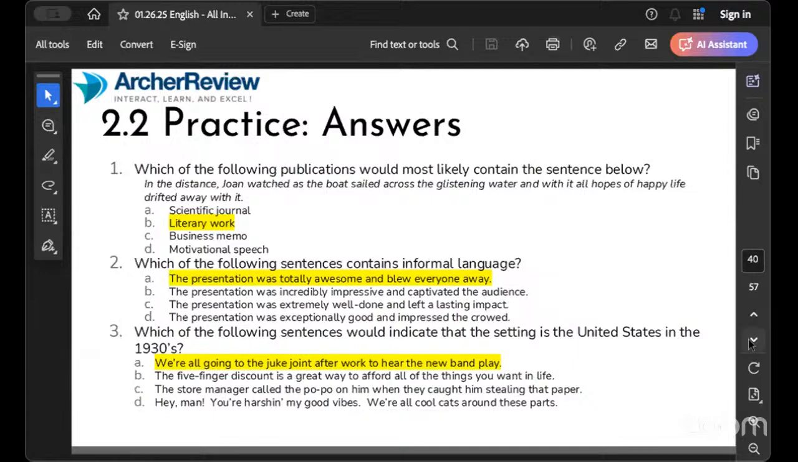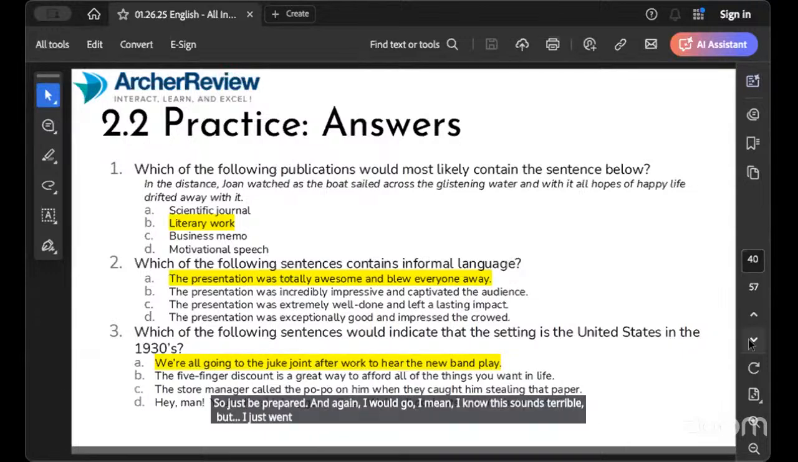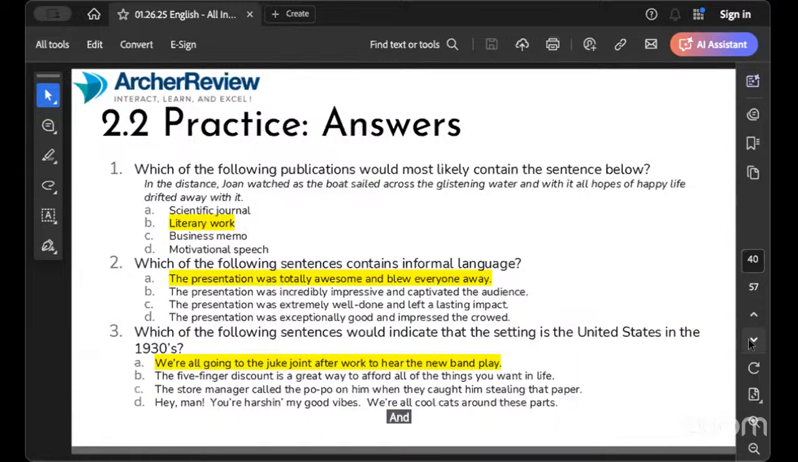And again, I know this sounds terrible, but I just went to Google. When I was preparing for my test, I went to Google and I typed in give me different popular phrases from different eras, and that's what I did to study. And I made a chart. I do remember that. I made a chart.